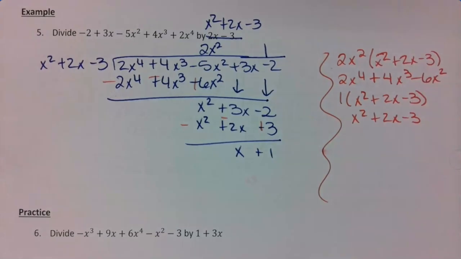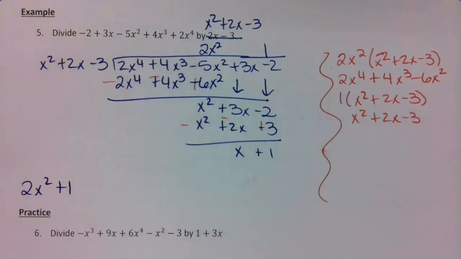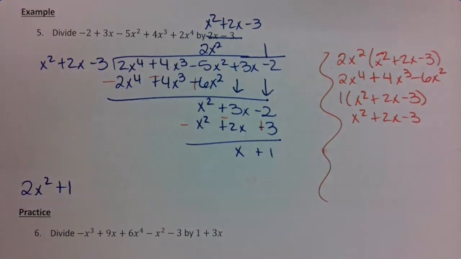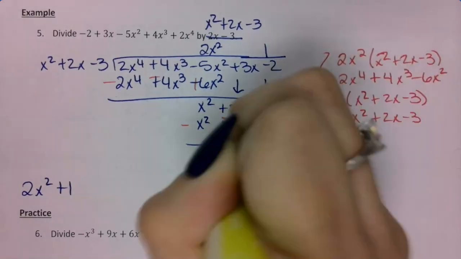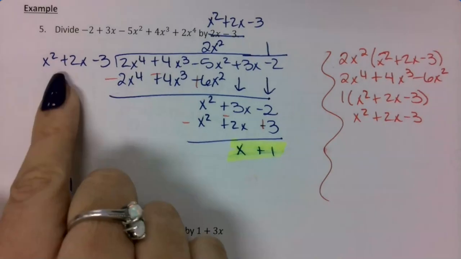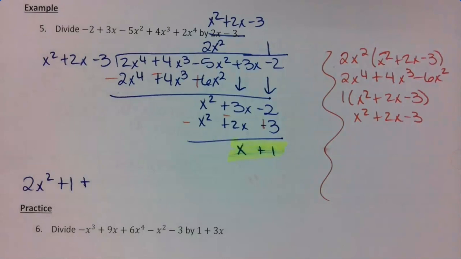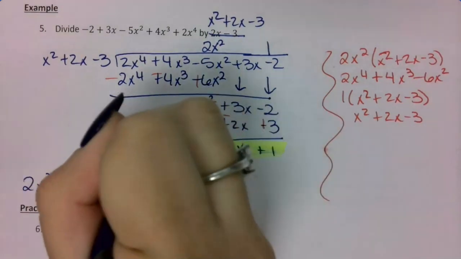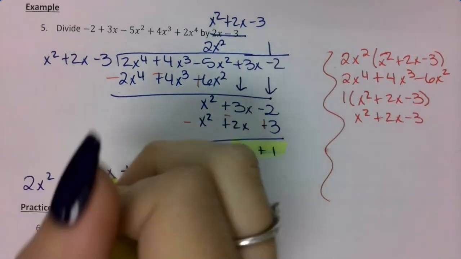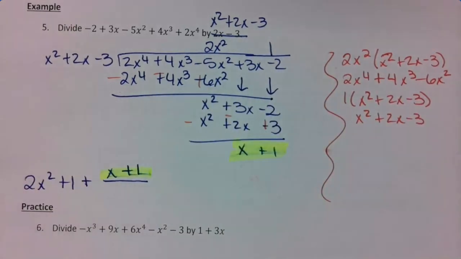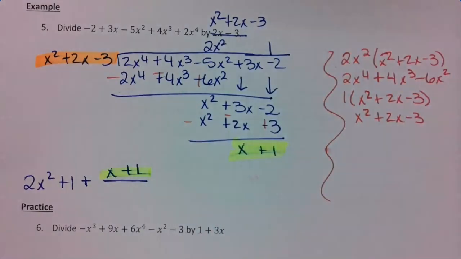Okay, so the way I'm going to write my answer is I have the part I got on top, which is the 2x squared plus 1. And then this part I have left over is my remainder. With polynomials, when I have a remainder answer, I write it over what I was dividing by. So I'm always going to do plus, and then on my numerator, whatever I have left over. So x plus 1. And then on my denominator is what I was dividing by. So the x squared plus 2x minus 3.